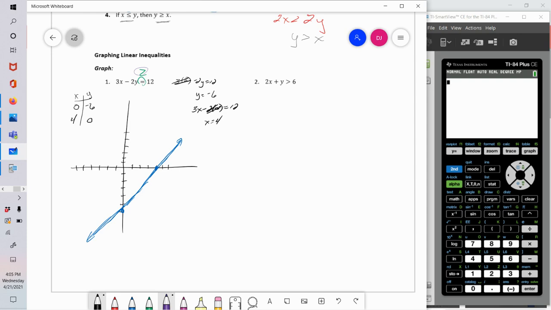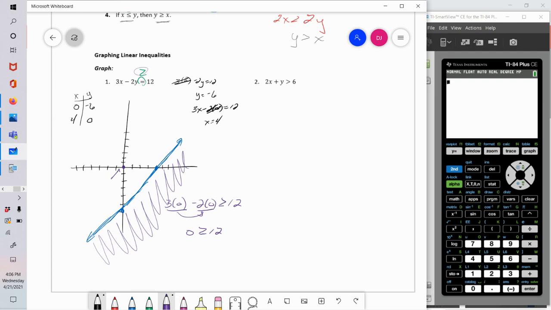The simplest way to test this, in my understanding, would be to take the origin, the easiest value to plug in. If x and y are both 0, 3 times 0 minus 2 times 0, we're wondering, is that greater than or equal to 12? Well, 3 times 0 is 0. 2 times 0 is 0. 0 minus 0 is 0. Is that greater than or equal to 12? No. Therefore, the side where the origin is does not get shaded. The side where the origin is not does get shaded.